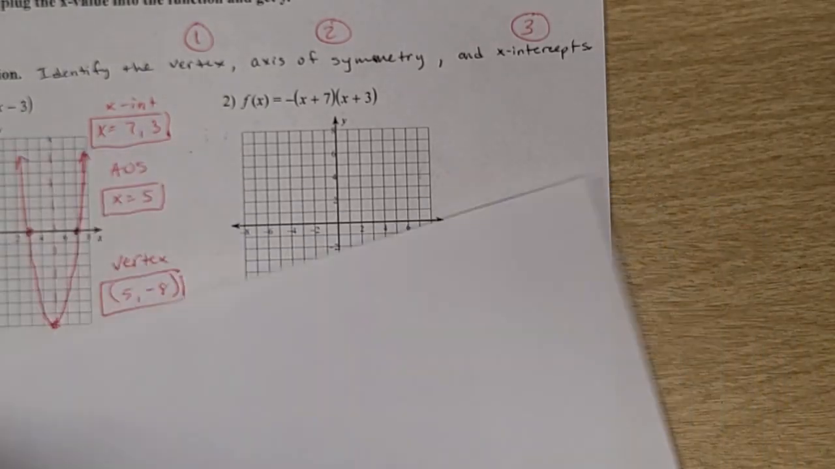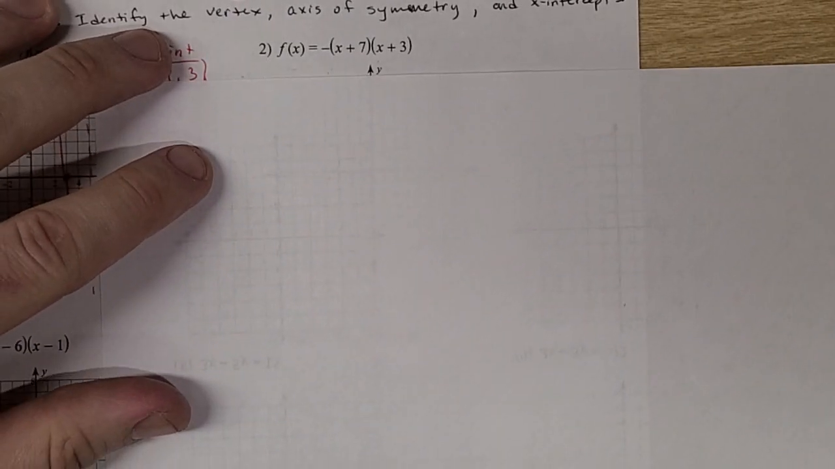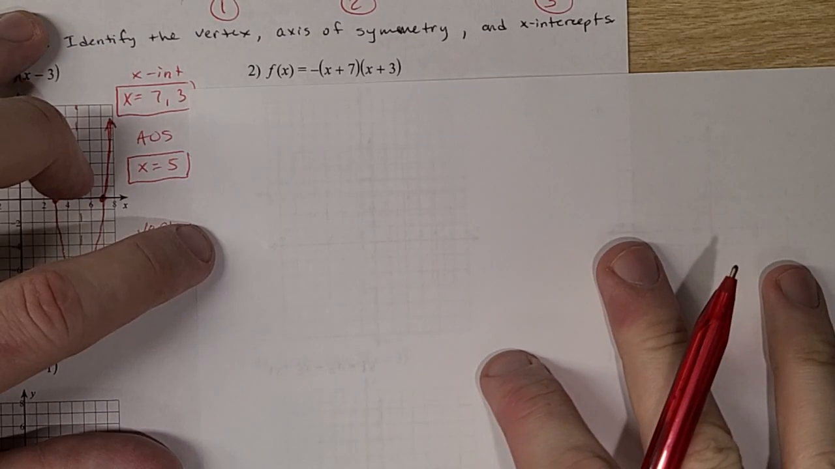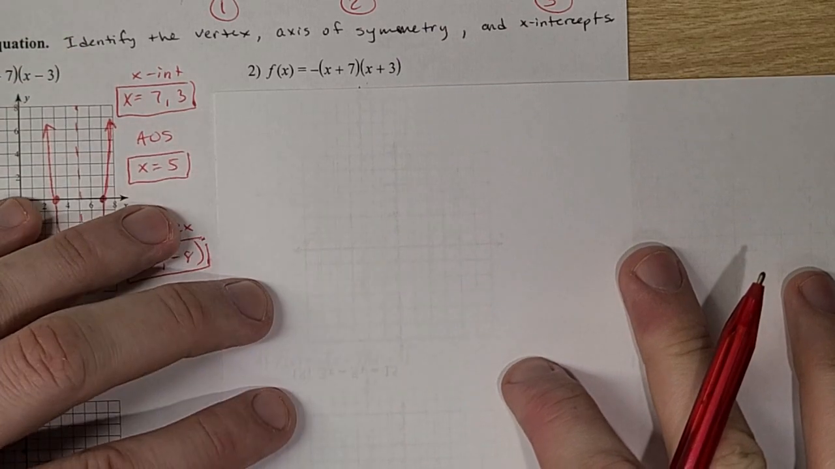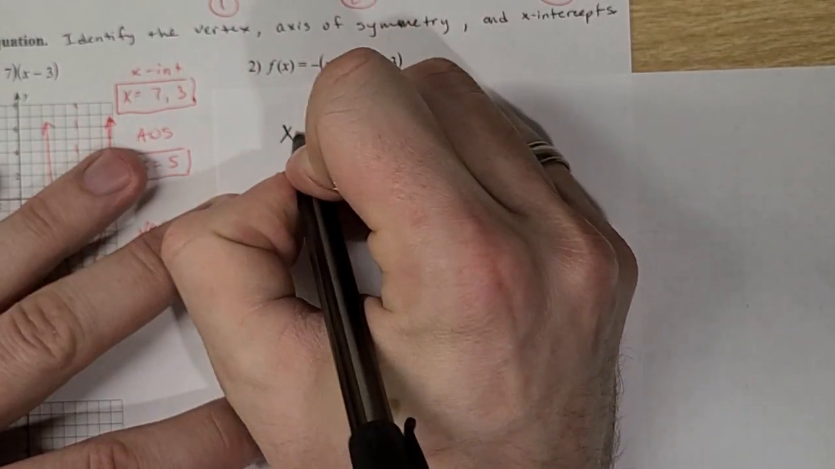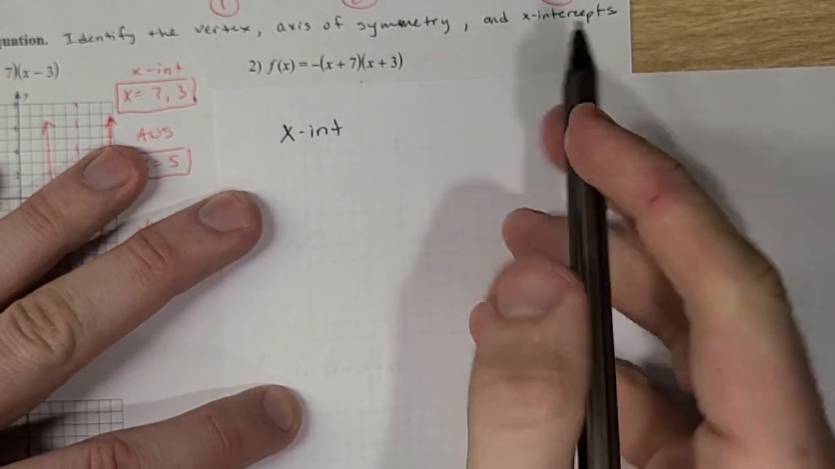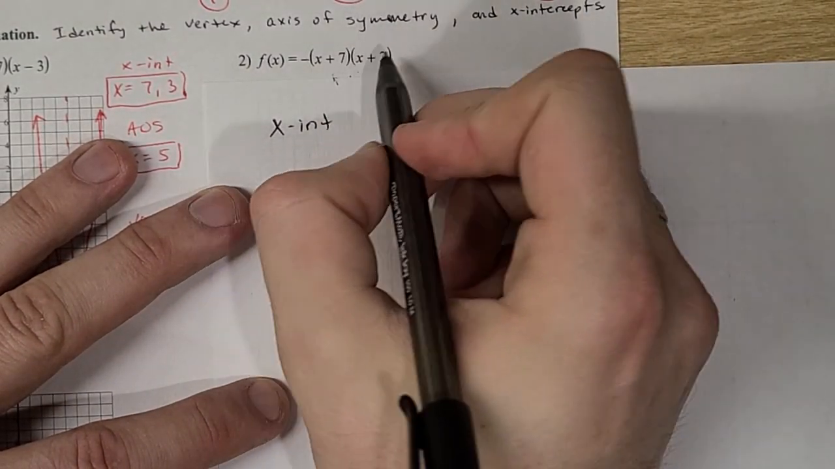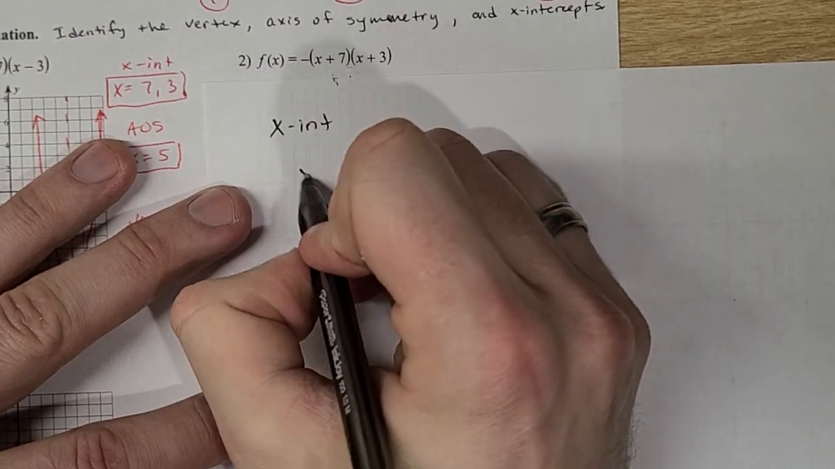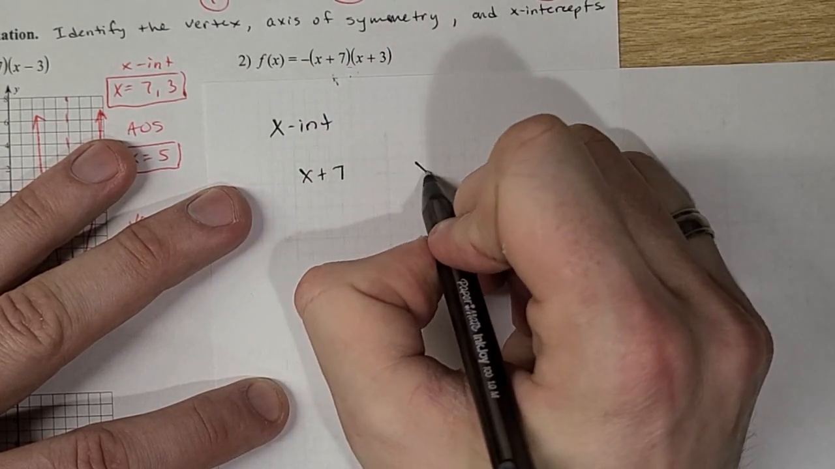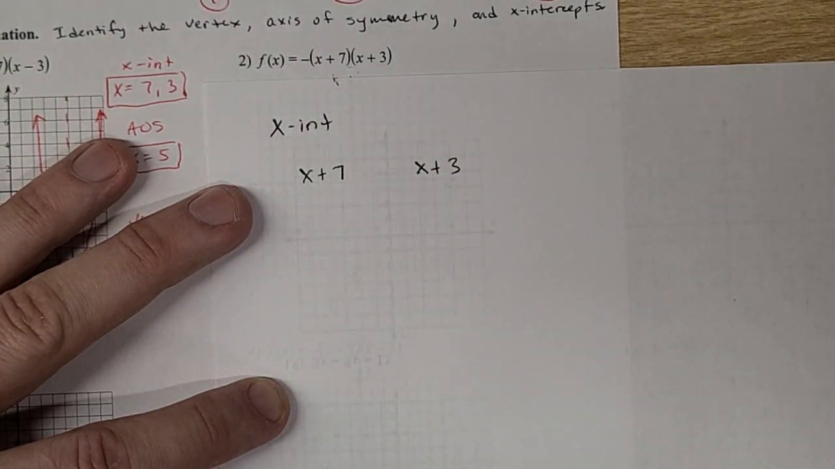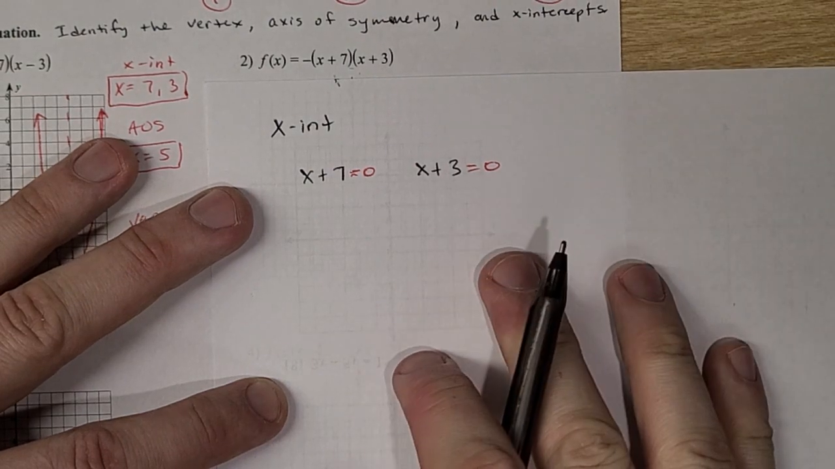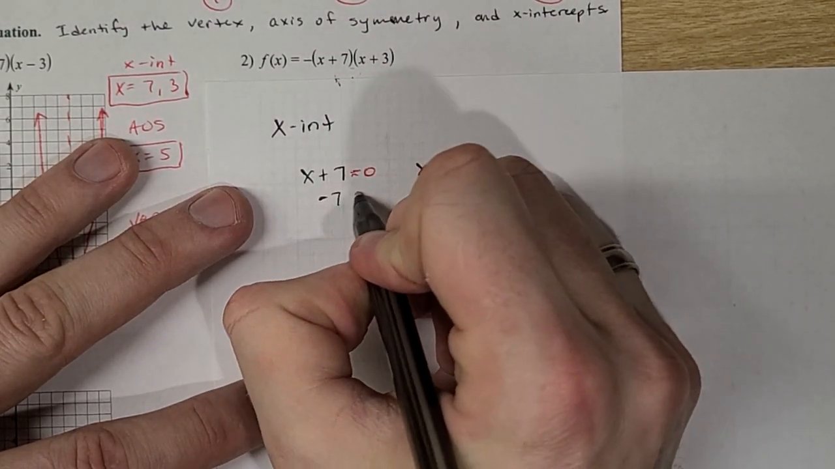Because we know what we're doing at this point. So let's look at number 2, and I'm going to find those 3 things first. Okay? So number 2, if I'm looking at for the x-intercepts, all I am going to do is I'm going to take what's on the inside of my parentheses, so x plus 7 and x plus 3, and I'm going to set those equal to 0. Weirdly enough, this is very similar to the last problem. And then I'm going to solve.